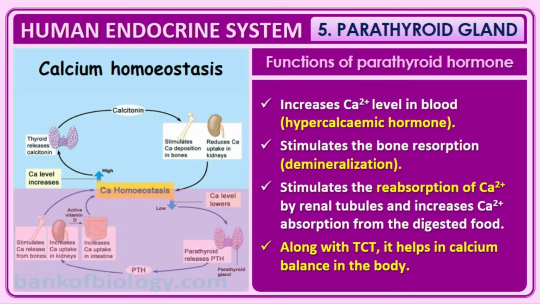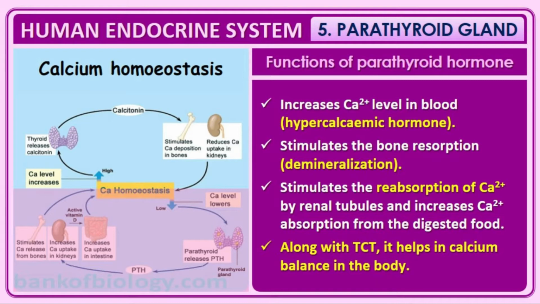The functions of parathyroid hormone. It increases calcium ion level in blood. That is why it is known as hypercalcemic hormone. Increases the calcium level. Okay, hyper means more, hypo means less. Did you understand? So parathyroid hormone increases the calcium content in our blood, and it stimulates bone resorption.